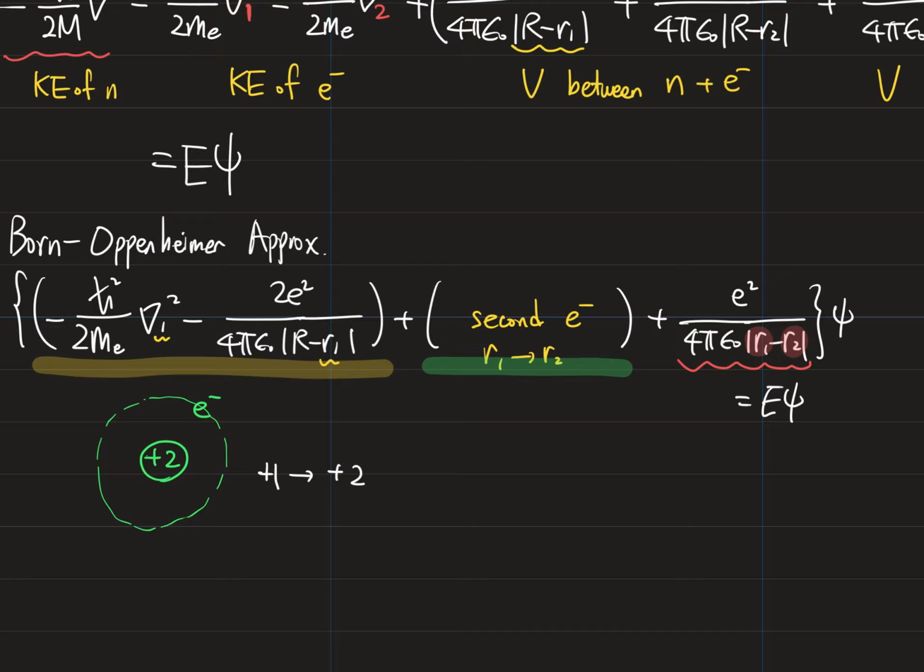Okay, so that's it for chapter 7. And we now understand why we cannot solve the Schrödinger equation for the helium atom analytically.